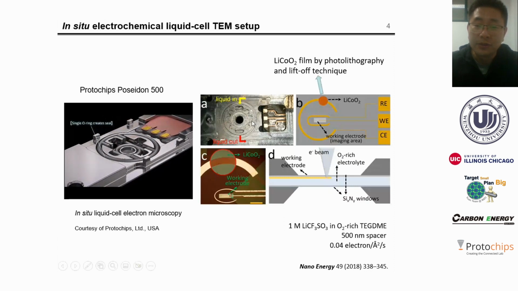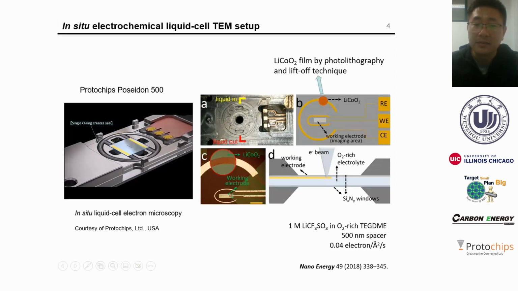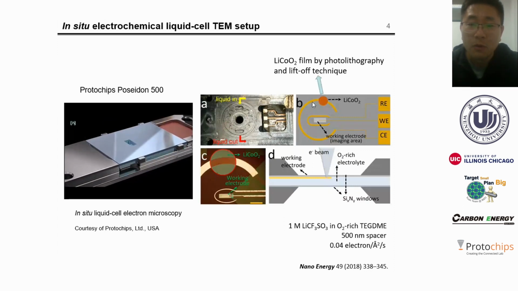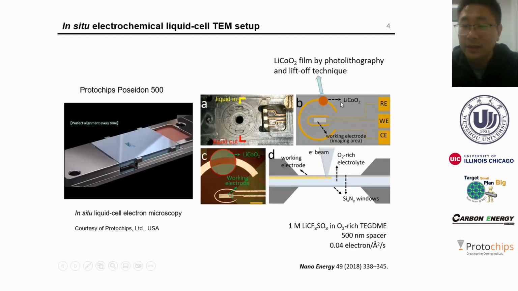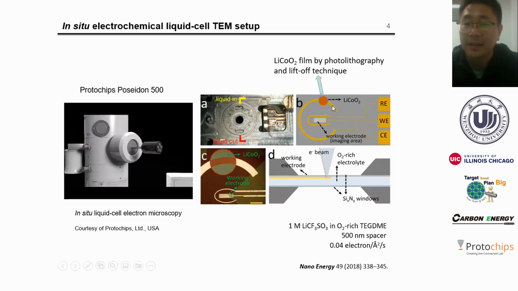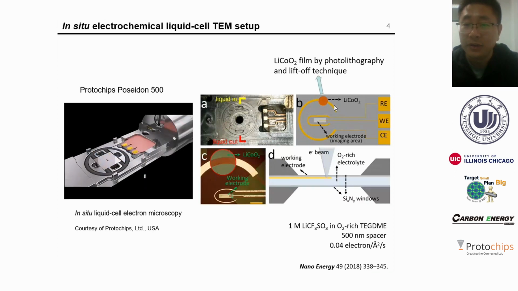Meanwhile, I will introduce on the right side how we customized the design of the holder tips to satisfy our experimental needs. In figure B, the working electrode is basically the current collector, and this is our imaging area. We shoot the electron beam through this electron-transparent window to observe the working electrode. On the counter electrode, we have lithium cobalt oxide, which we prepared using photolithography and lift-off techniques to make a thin film deposition as the lithium source.